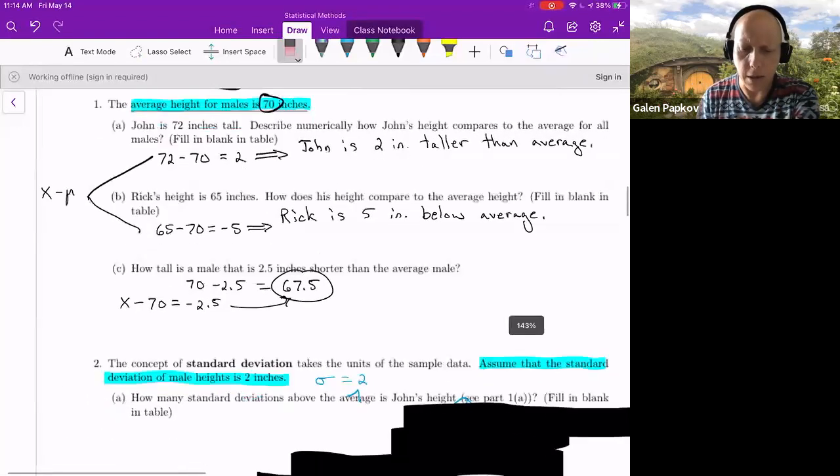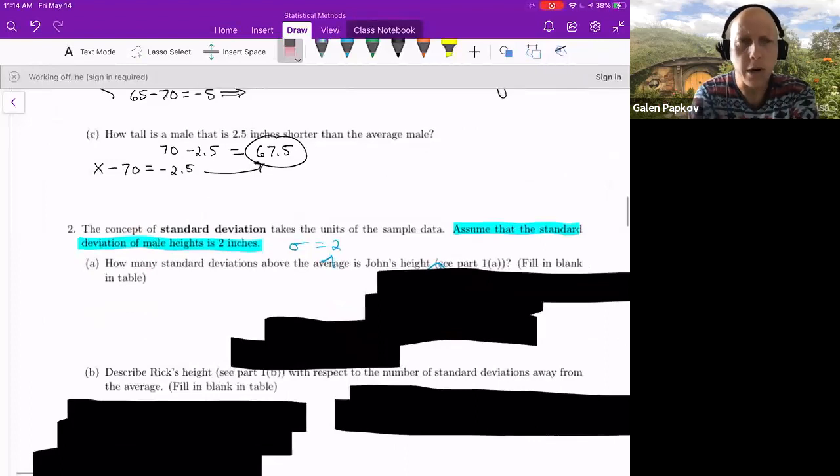All right, let's move on to number 2 here. It's working from the same problem, but we're just given a little bit more information. We're told that the concept of standard deviation takes the units of the sample data. Assume that the standard deviation of male heights is 2 inches. So that's the population standard deviation. How many standard deviations above the average is John's height?